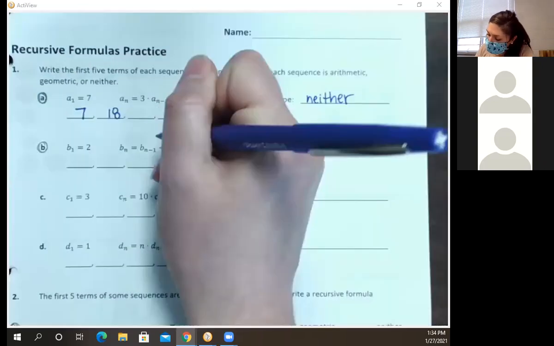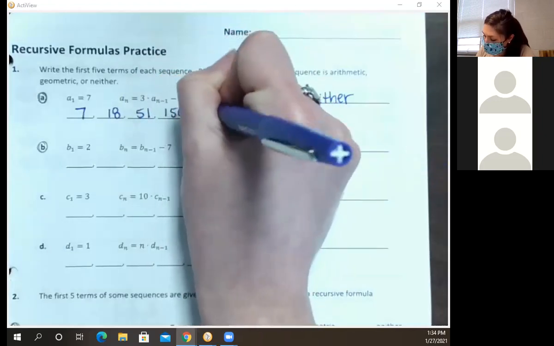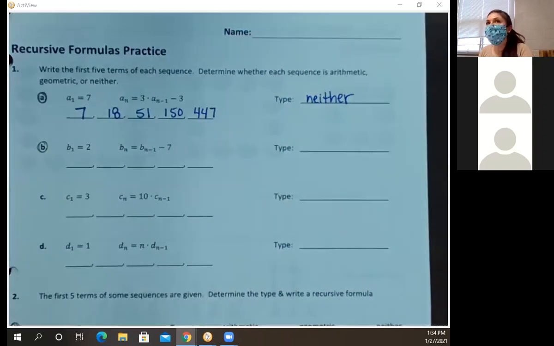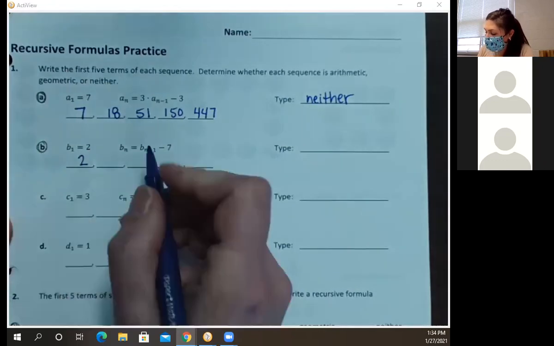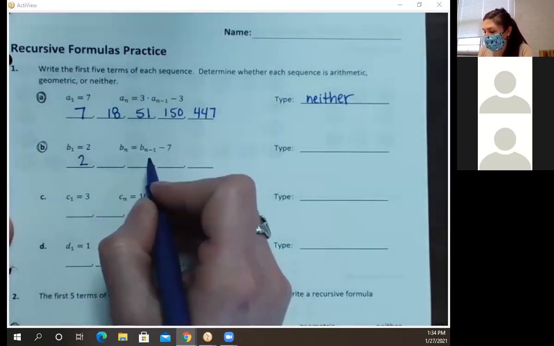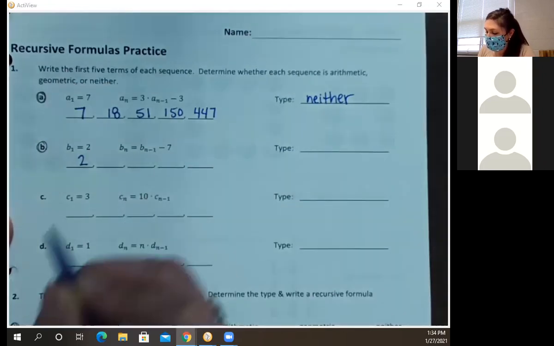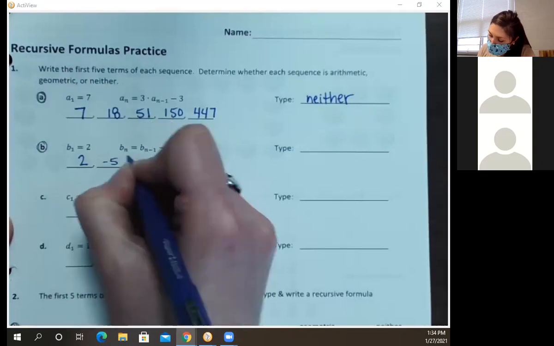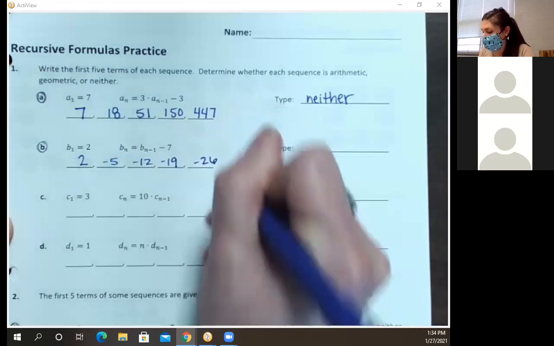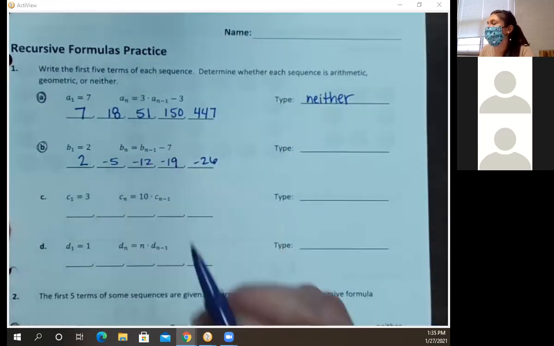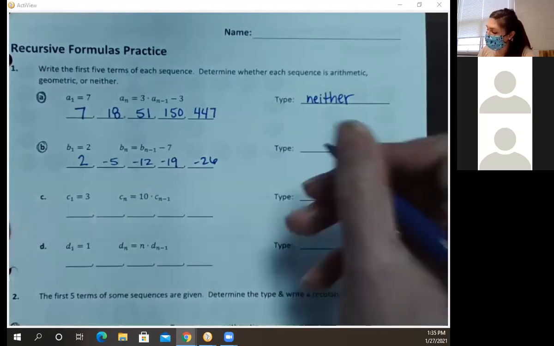For A, after 18, we should have 51, 150, and 447. And then for B, our first term is 2. And then our formula, or our equation, says take the previous term and subtract 7. So 2 minus 7 would be -5, then -12, then -19, then -26. What type of sequence would this be? Arithmetic, good.